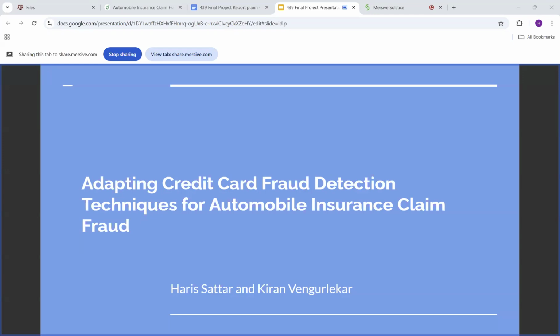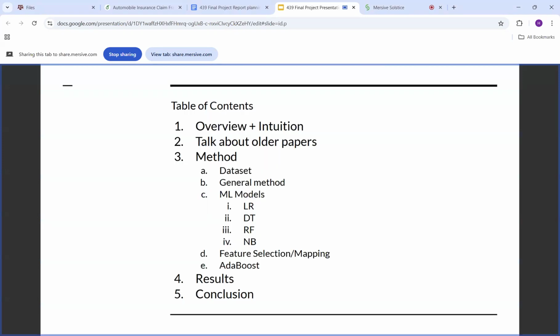We're going to be talking about adapting credit card fraud detection techniques for automobile insurance claim fraud. I know that's a mouthful, but we'll quickly go over what we'll be discussing today. First, we're going to talk about older papers and show you where we really got our inspiration from. Then we'll take a deeper dive into our method, what worked, what didn't work, how we improved it. And finally, we'll finish off with the results and the conclusion.